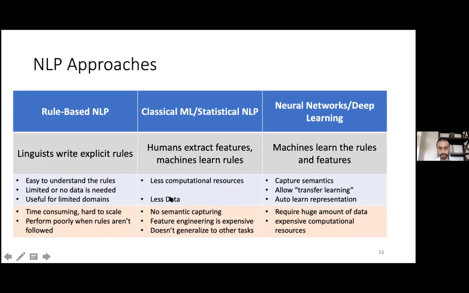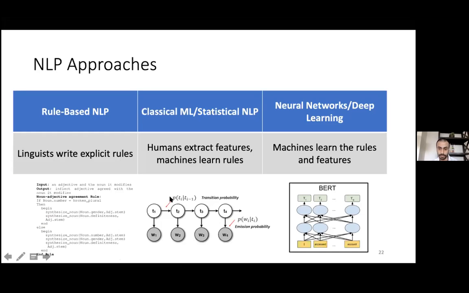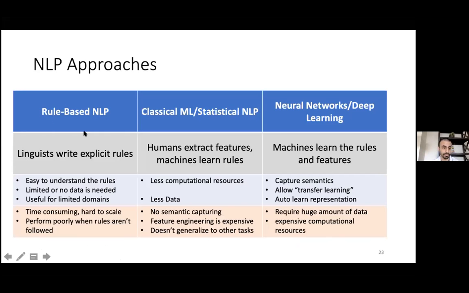The third approach is deep learning, where machines learn the rules and features. You don't have to design or engineer features. Each approach has its advantages and disadvantages. For instance, rule-based NLP is easy to understand.